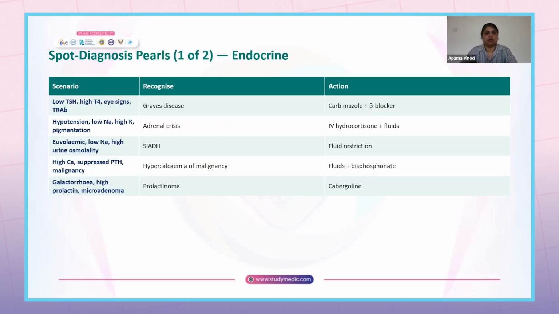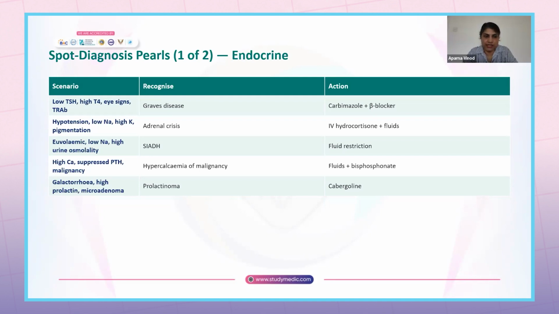Now, this is just to know what happens in Graves' disease. It is a revision of what was already taught before and today when we started the session. So in Graves' disease, high thyroid hormone, high T4, low TSH with eye signs and TRAB. And the treatment is with carbimazole and beta blocker for symptoms.